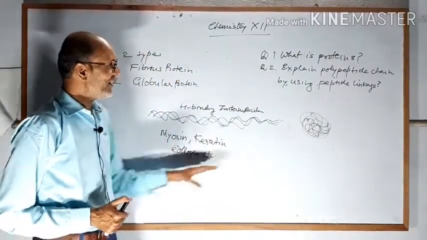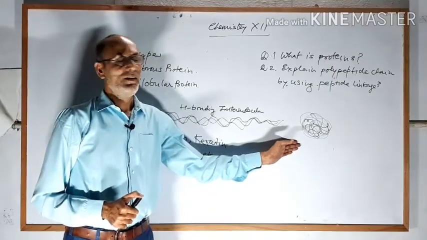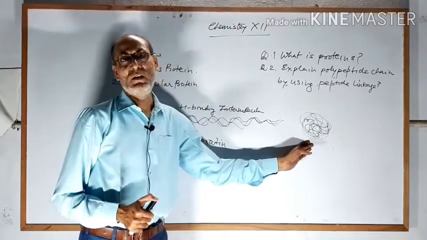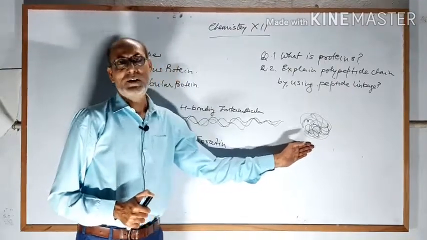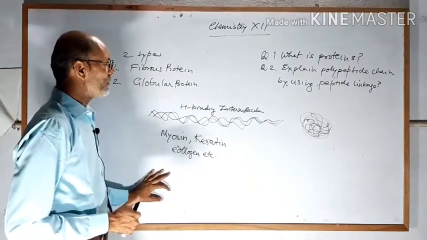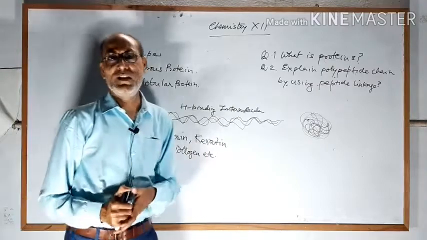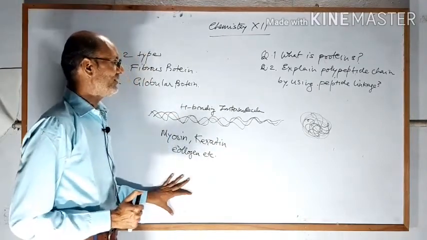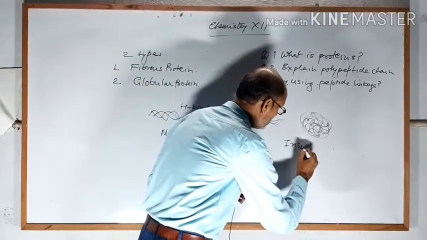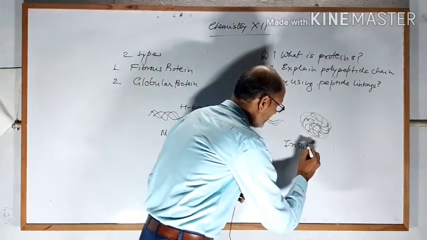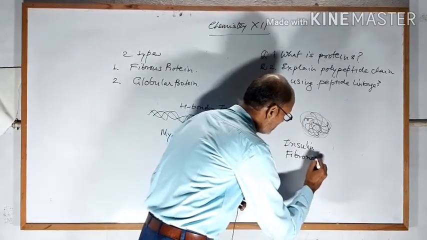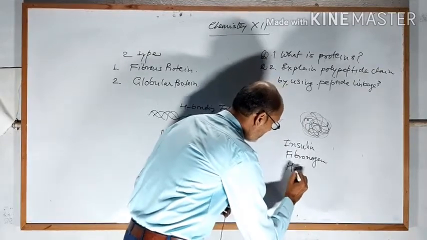And they are unstable, they are soluble in water and they are very sensitive, they are affected by changing the pH or acid or temperature. So examples of the globular proteins are hemoglobin, insulin, fibrinogen, etc. Insulin, fibrinogen, hemoglobin.